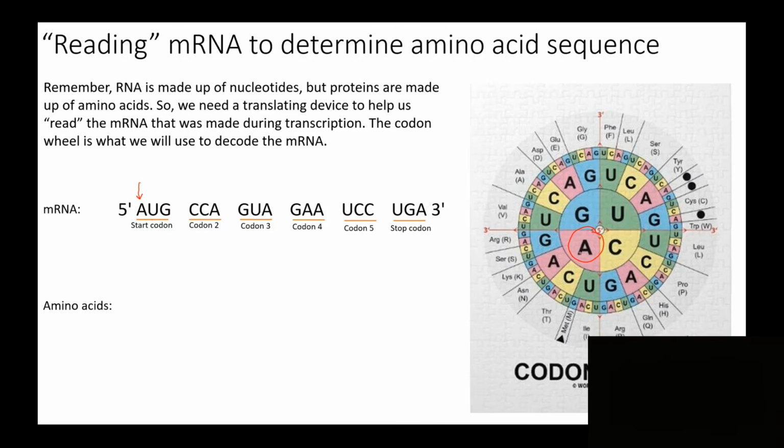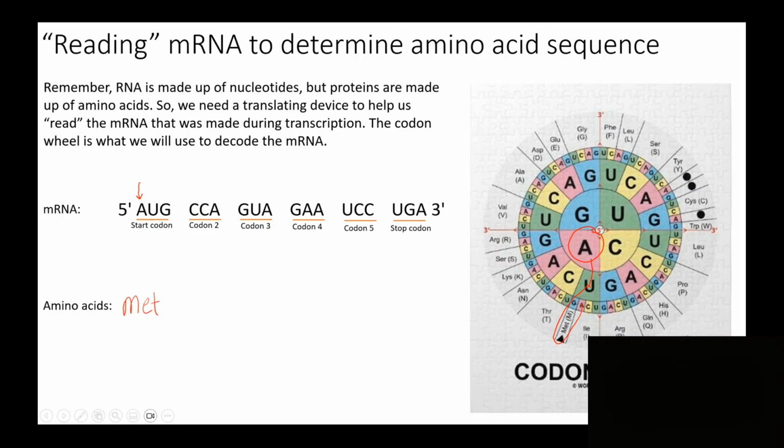Now I'm going to say, okay, my second one is U, so I'm going to go this way. And then there they are again. My third nucleotide was G, so that brings me right here. Methionine is my first amino acid.